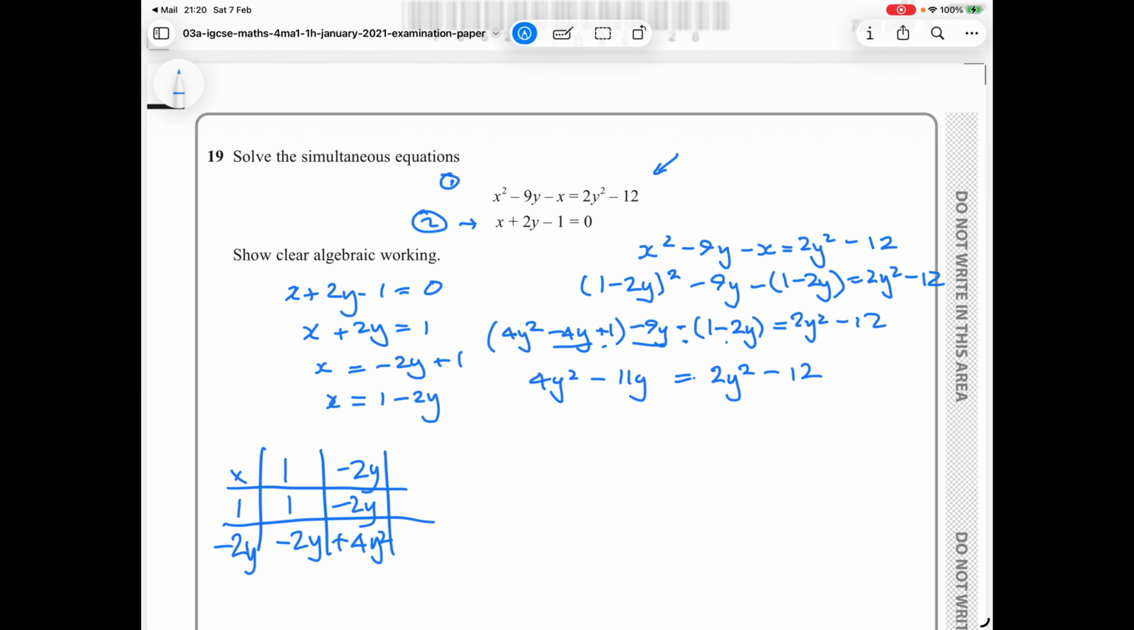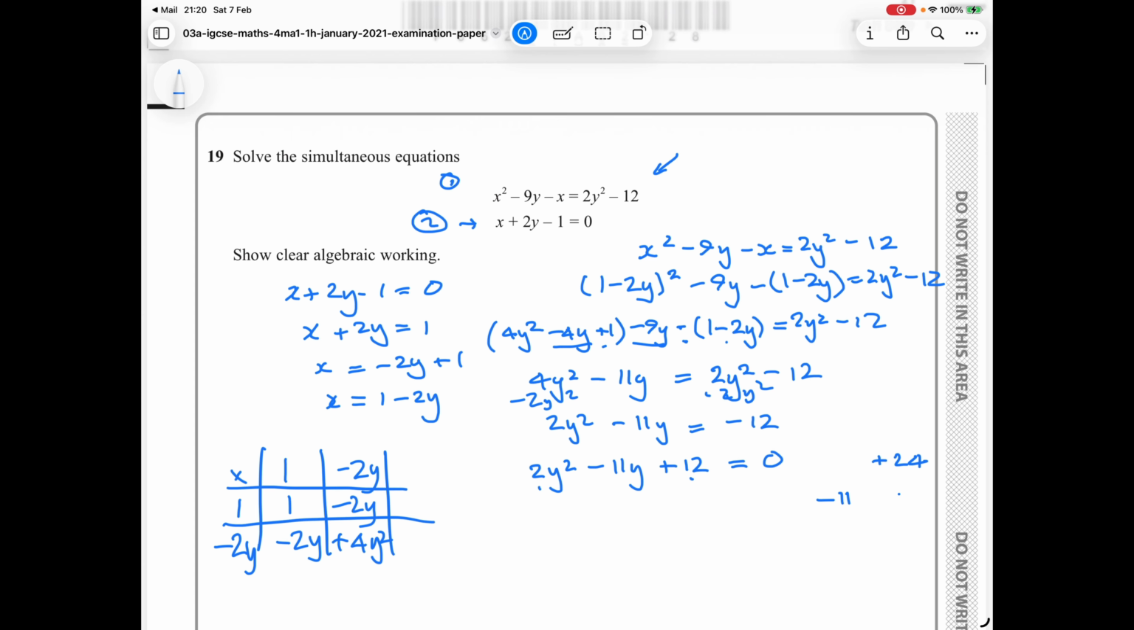Now we're going to take 2y squared off the biggest y squared, so we get 2y squared minus 11y equals minus 12. Add 12 to both sides, so 2y squared minus 11y plus 12 equals 0. And now that's kind of solvable even. So you would get plus 24 if we times the 2 by the 12, and it adds to minus 11.